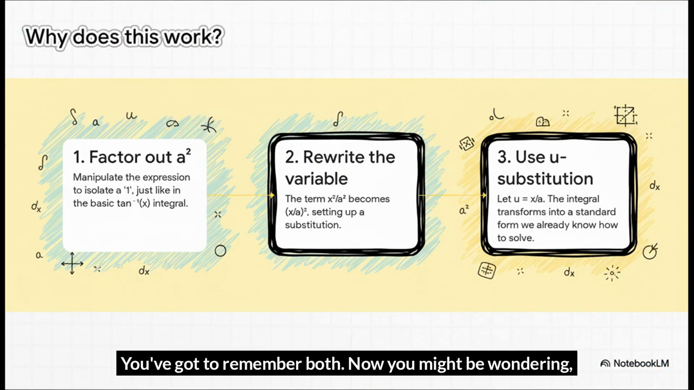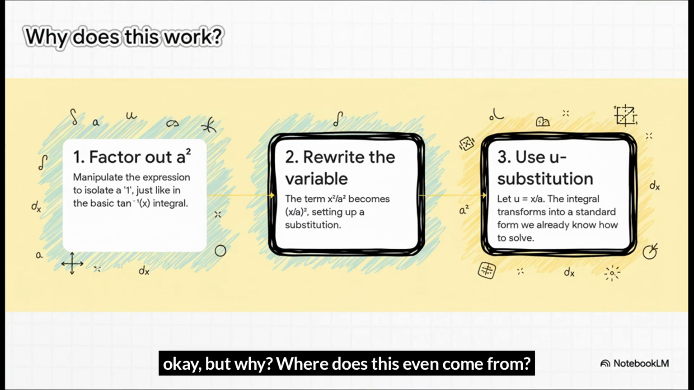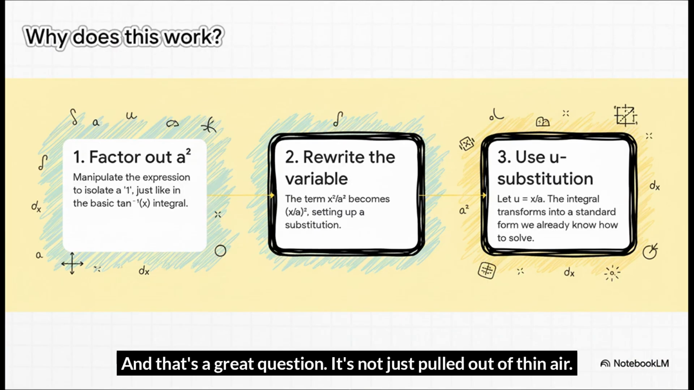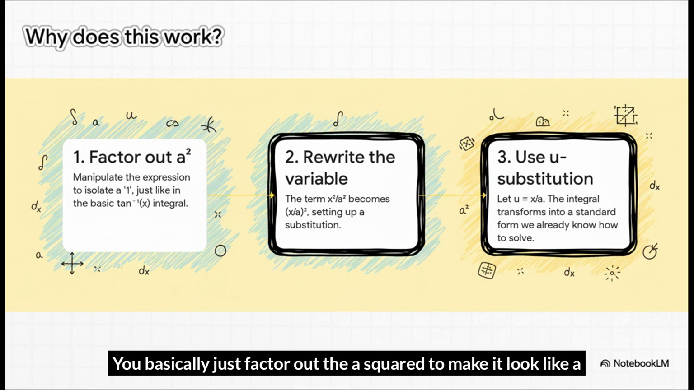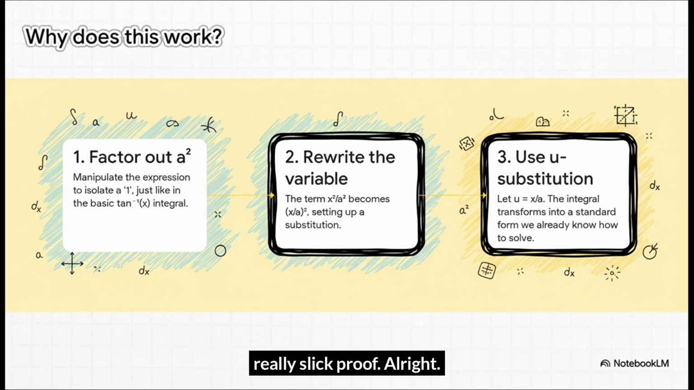Now, you might be wondering, okay, but why? Where does this even come from? That's a great question. It's not just pulled out of thin air. It's actually a super clever bit of algebra. You basically just factor out the a squared to make it look like a simpler problem. Then you do a quick u substitution, and boom. It transforms into an integral you already know how to do. It's a really slick proof.